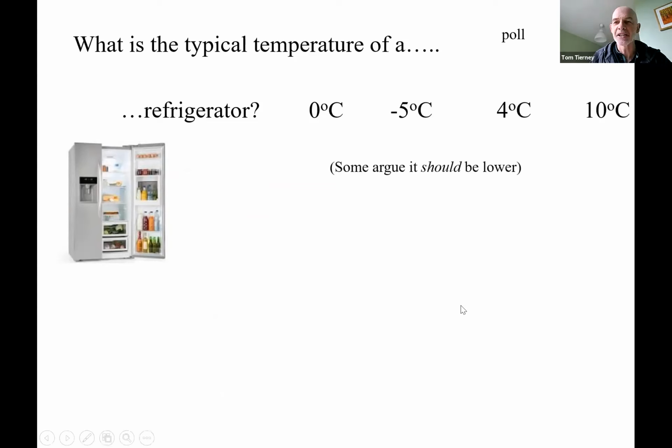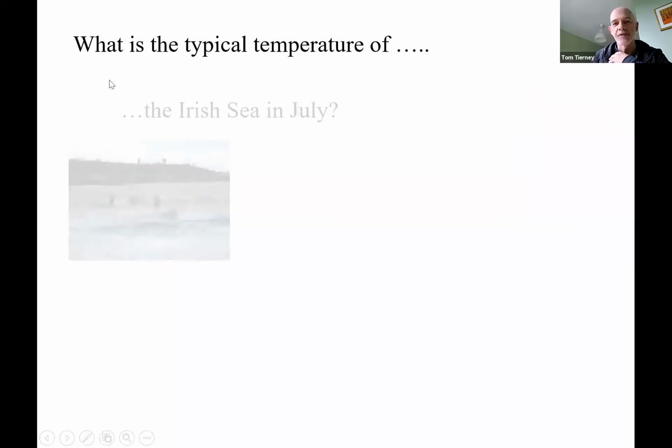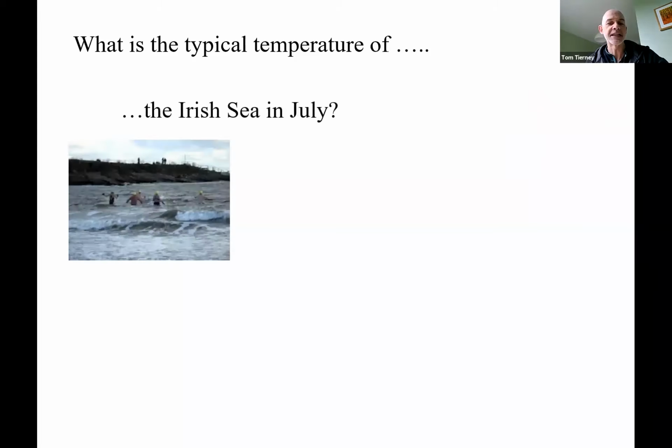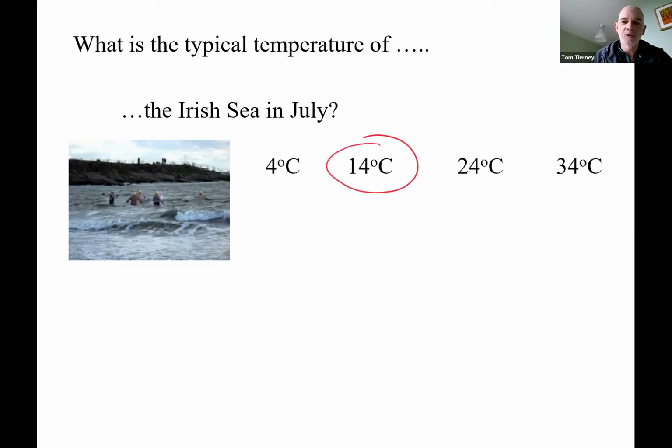So trying to get the idea that there are so many ordinary everyday temperatures around us that I think often we don't really pay much attention to. But a refrigerator is typically kept around 4 degrees. Some would argue it should be 2 or 3. But of course, if it was 0, things would begin to freeze. It'd be more like a pretty low grade freezer. A typical freezer is at minus 18 degrees in a house. The Irish Sea in July is 14 degrees.